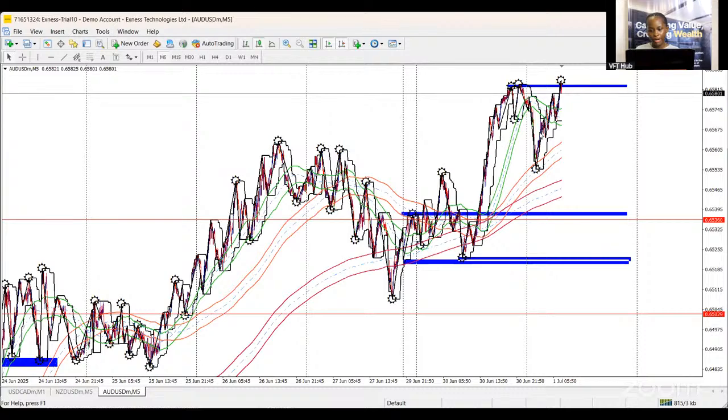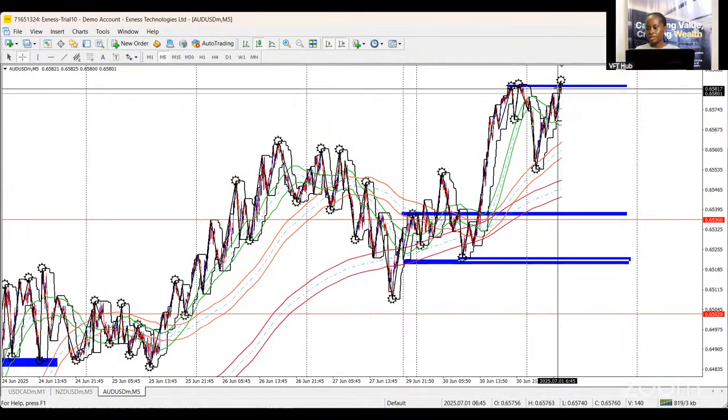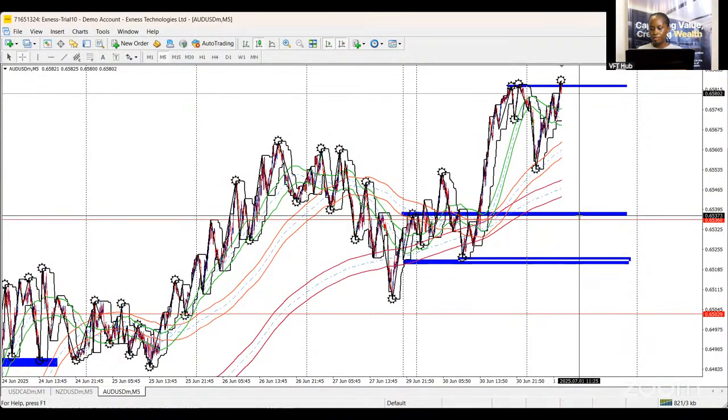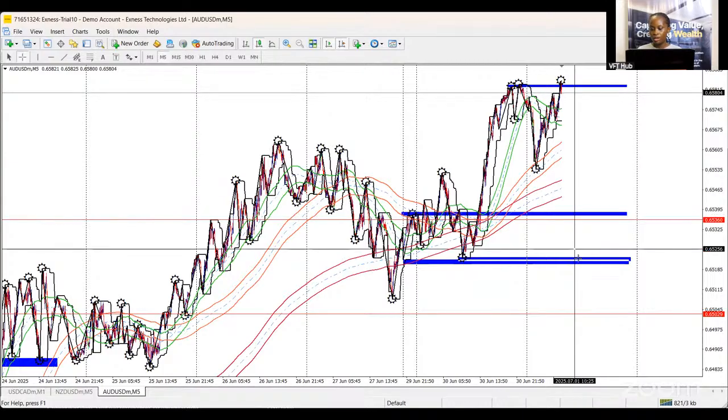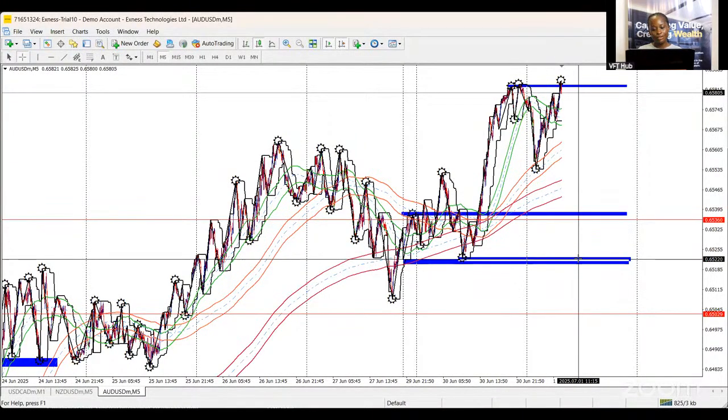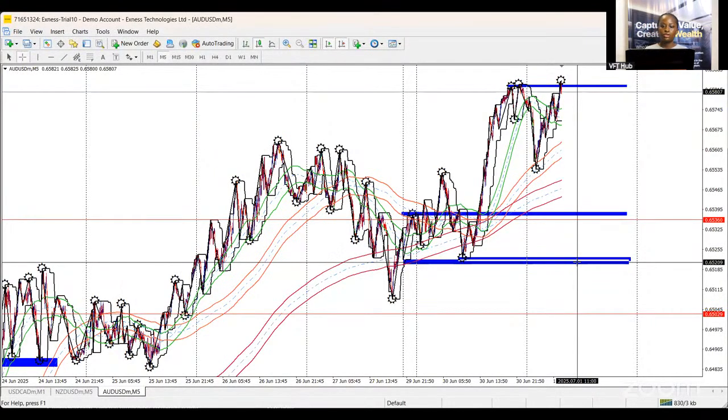Please take note of the price point on the M5 as well. Let me call that out. POI 1, 0.65817. POI 2 is 0.65372. The third and fourth, basically the same zone, is now 0.65209. So when price comes to these zones, look for confirmations, and I'll be taking this particular buy, right?